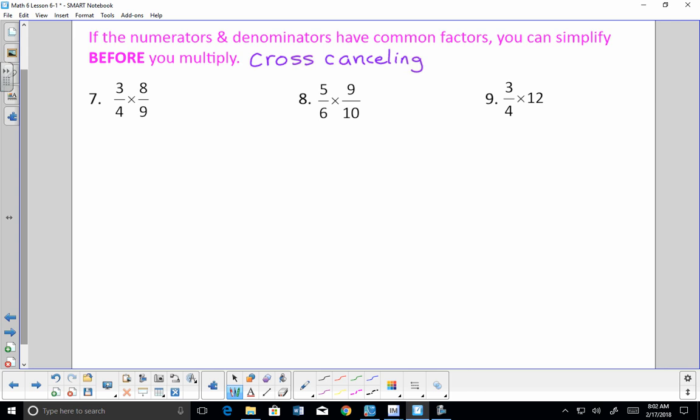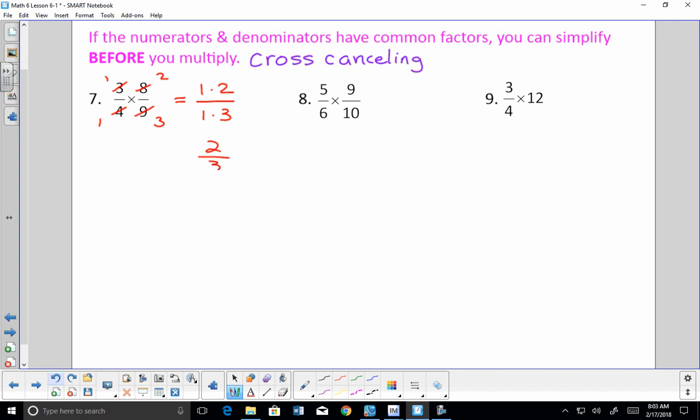So 3 divides into itself 1 time, and 3 divides into 9 3 times. Notice how I just gently cross off my numbers. Don't obliterate them, because if you do this and you make a mistake, you have no idea what that number was, which would be really, really bad. So you need to just cross off once and tell me how many times it divides in. 4 divides into itself 1 time, and 4 divides into 8 2 times. So now I'm just doing 1 times 2 over 1 times 3, which my answer is 2/3.